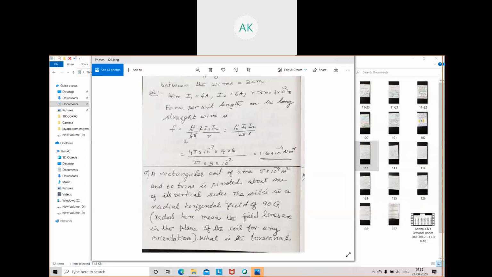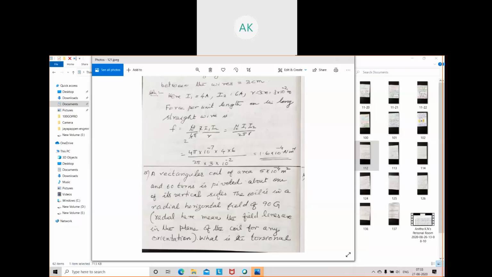So next question. A rectangular coil of area 5 into 10 raised to minus 4 meters square and 60 turns. When you read, you can write the area equal to 5 into 10 raised to minus 4 meters square, checking whether the unit is in the SI system. Then 60 turns, capital N, number of turns, 60, pivoted about one of its vertical sides. The coil is in a radial horizontal field.